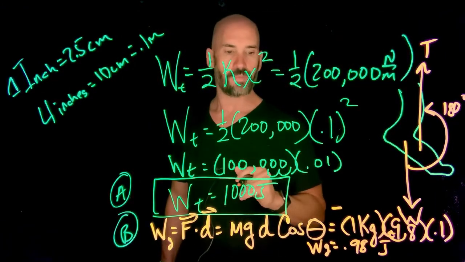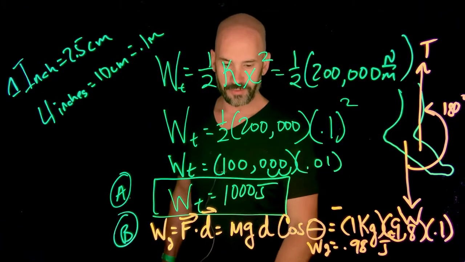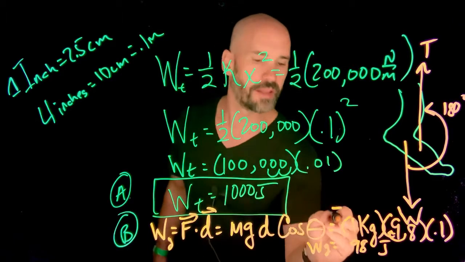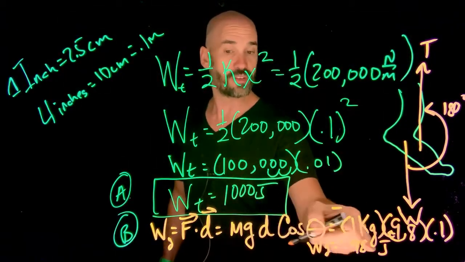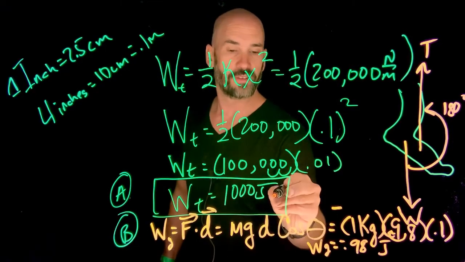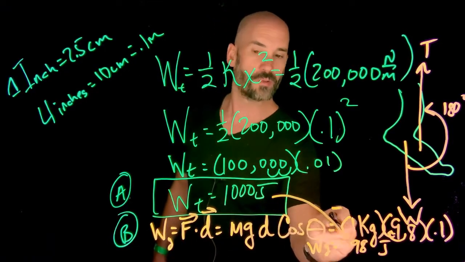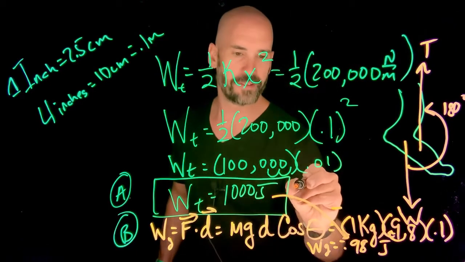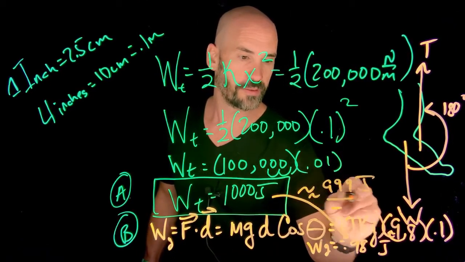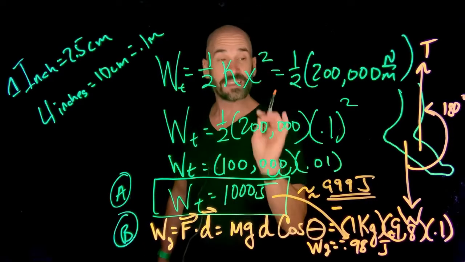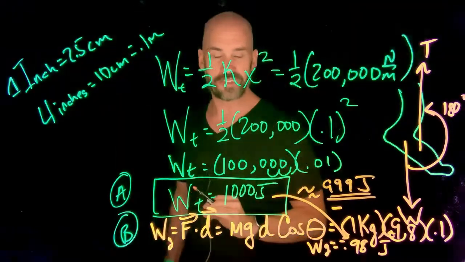Now, that is the work that gravity is doing on the foot during that little rise, all right? So the question again is, what is the net work? And by the way, this will be negative. What is the net work? Again, I just subtract the work done by gravity from the work done by the tendon over here, right? And I get roughly 999 joules, right?